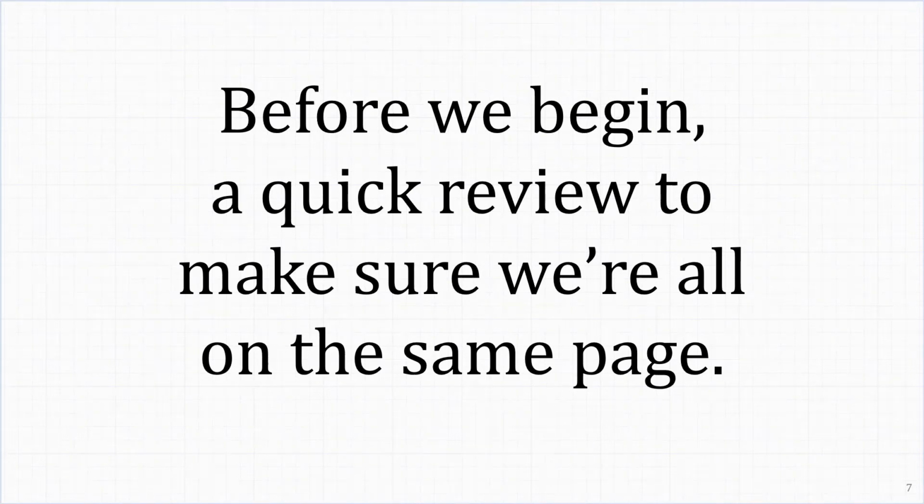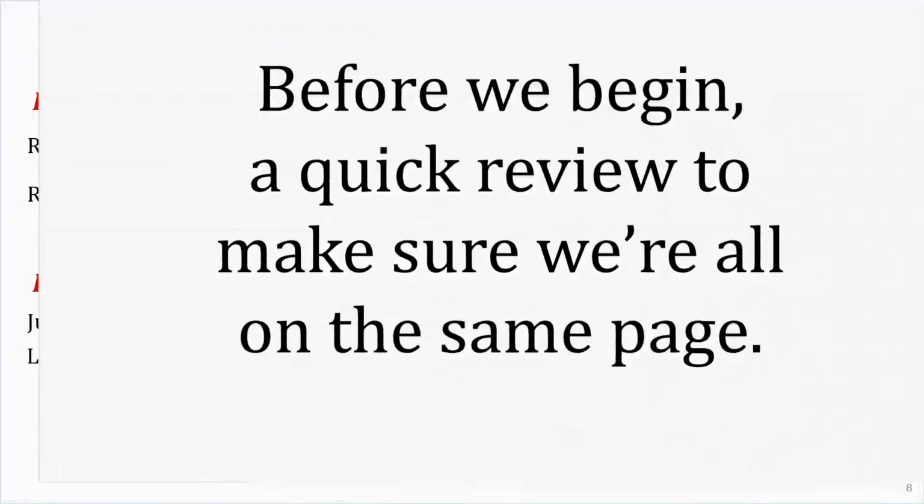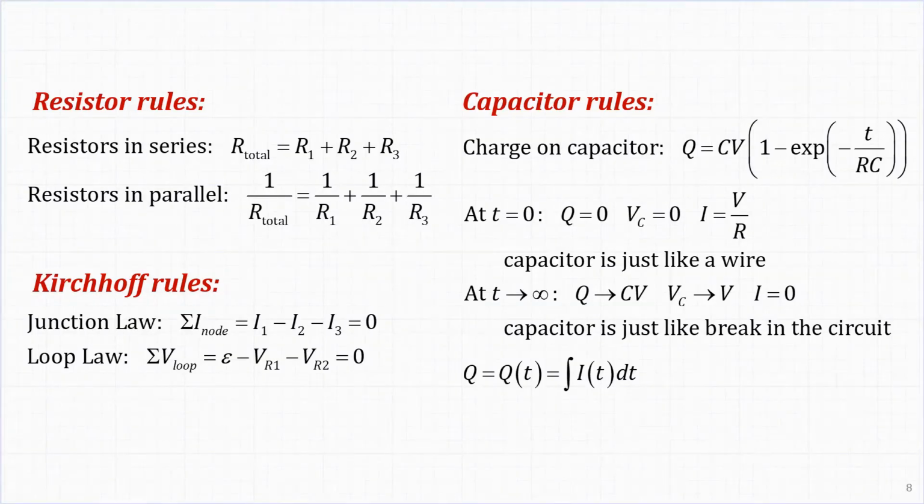Before we begin, I want to provide a quick review to make sure we're all on the same page. So on this slide, I provide a bit of reference in case viewers have forgotten. In the top left, there are some basic resistor rules for resistors in series and parallel. I'll use this when we're finding initial and final conditions. On the right, I've got some basic capacitor rules that will find some purpose. And on the lower left, I have a few expressions of the Kirchhoff junction and loop laws.